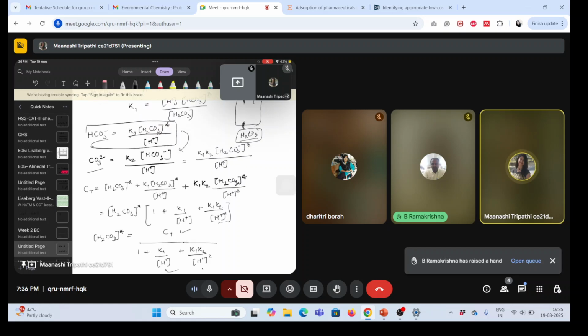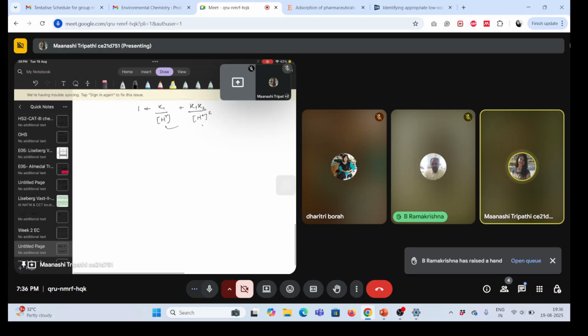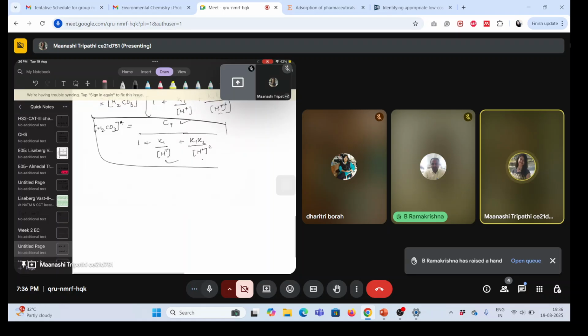Once we know H2CO3, we can find HCO3, and we can also find K2CO3. All these things will be very easy to find out. And if we write it in terms of alpha, that is the ionization fraction, it makes the task easier, so that we don't have to write big words. That is why I mostly use this ionization fraction concept.